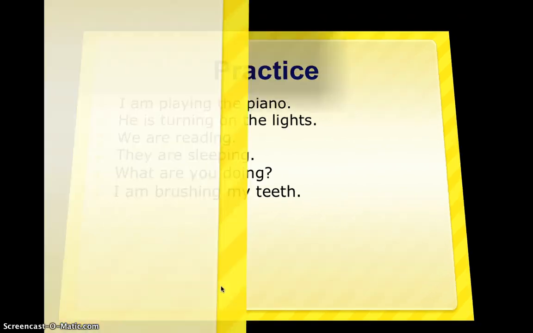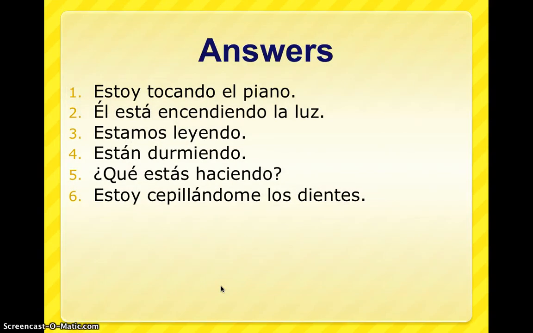All right, let's see what you got. So the first one, we would say, estoy tocando el piano. I am playing the piano. So it's just a regular verb in the present progressive. It's an AR verb, so we add ando.